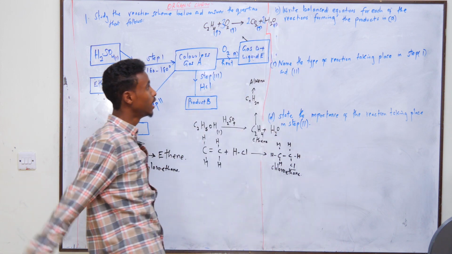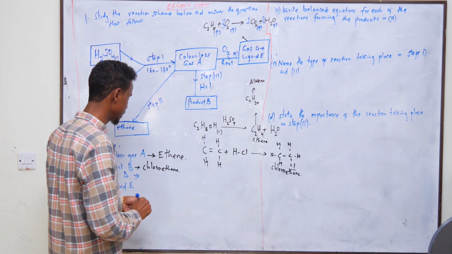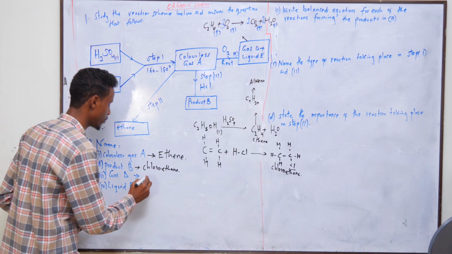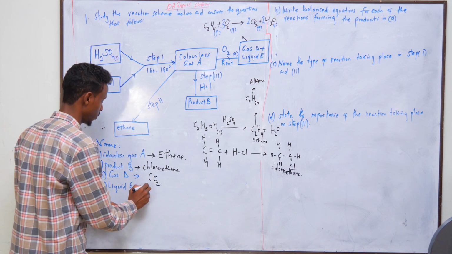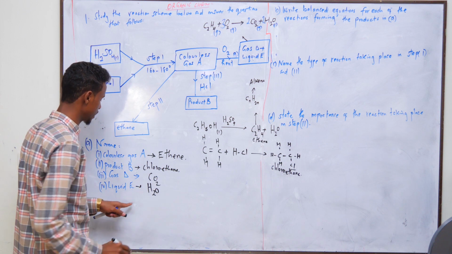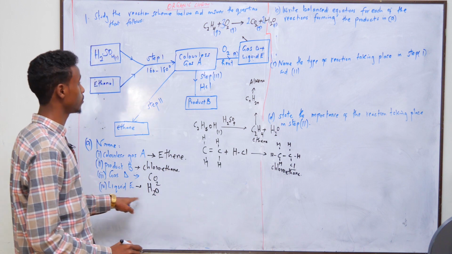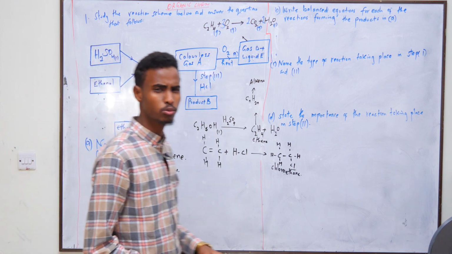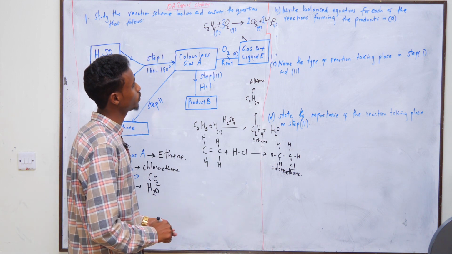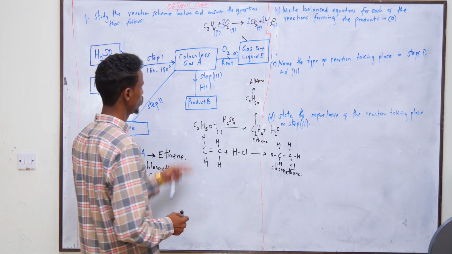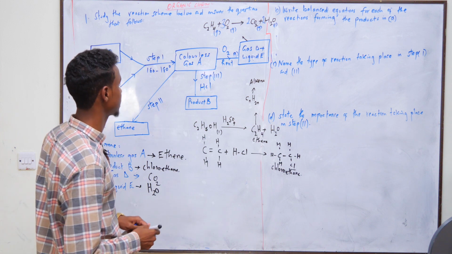And that is about the gases. Gas D now becomes CO2, carbon dioxide, and liquid E becomes water. Now, let's come to the next question. Balance the chemical equation for each of the reactions forming the products in A. We have already done that. Now, let's look at colorless gas A.